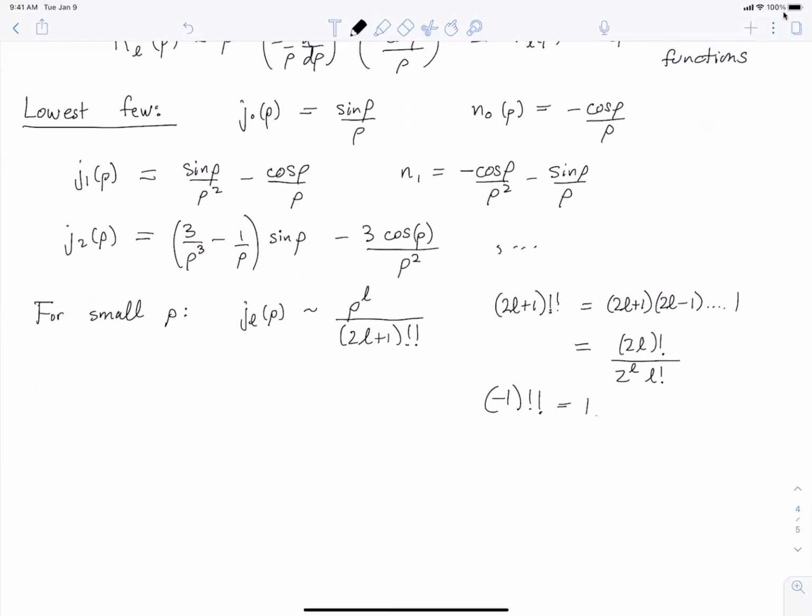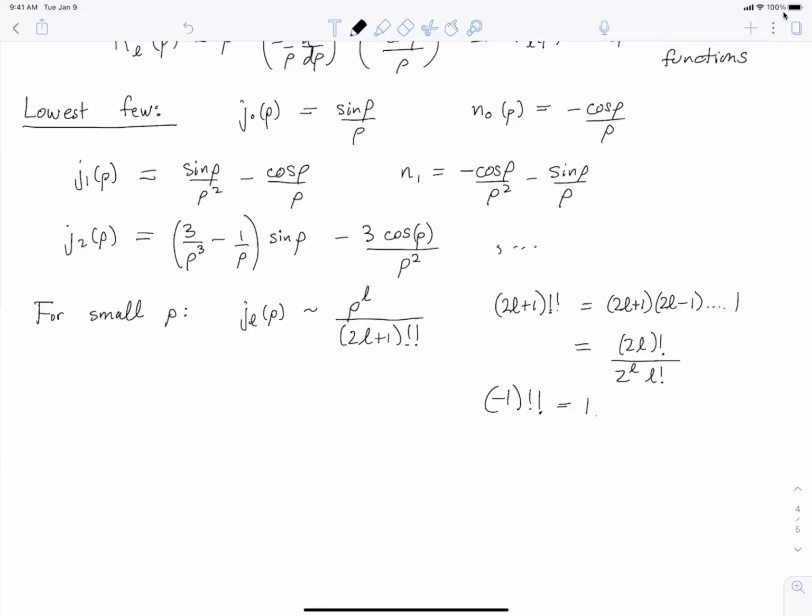Okay, so what does that say? That says the A solutions are nicely behaved at small rho. In fact, they go like the radius to the power of the angular momentum. The bigger the power of the angular momentum, the smaller they are near the origin.